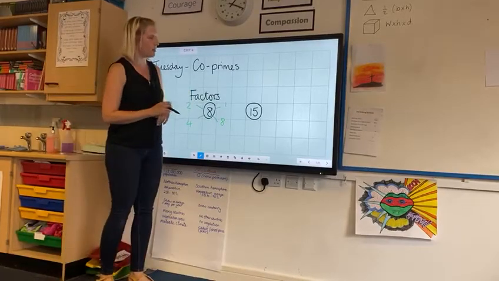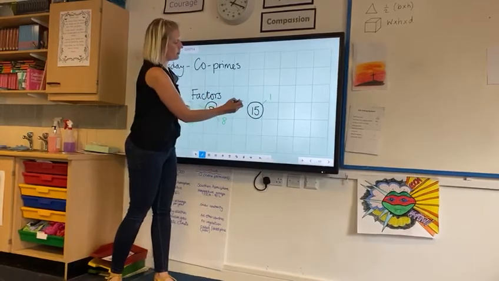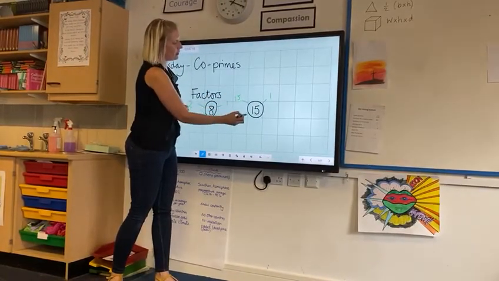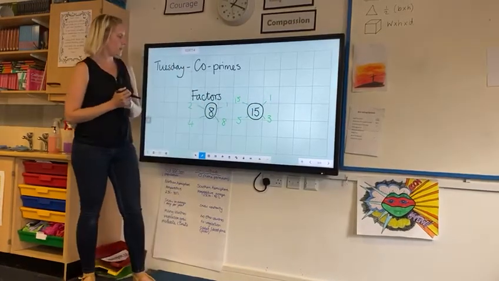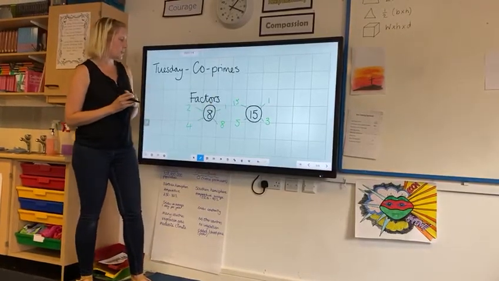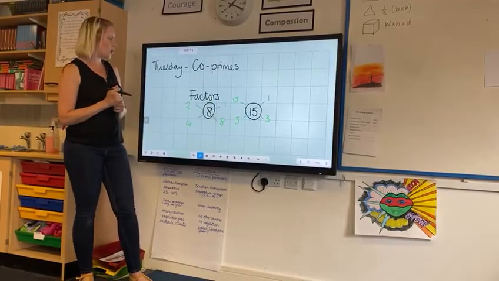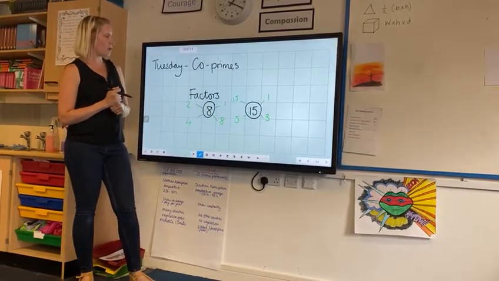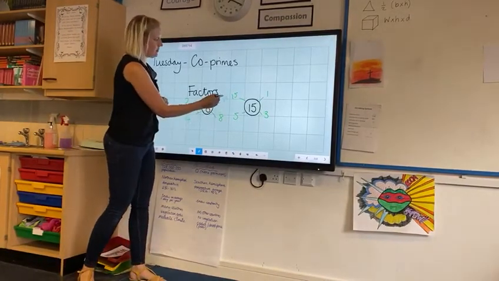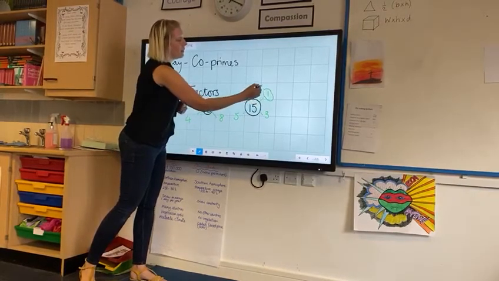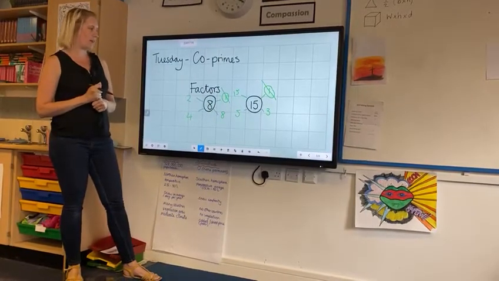If we're looking at 15, we're thinking, what numbers can I divide 15 by? Let's start with the easy one. We can start with 1, and its pair is 15, and it can also be divided by 5 and 3. So we've got factors of 8 and factors of 15. We would say that 8 and 15 are co-prime. And the reason they're co-prime is because none of their factors are the same, except for the number 1. And for the purpose of today, we are ignoring the number 1, so it doesn't count as one of our factors.